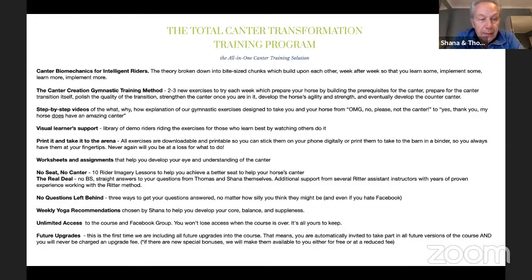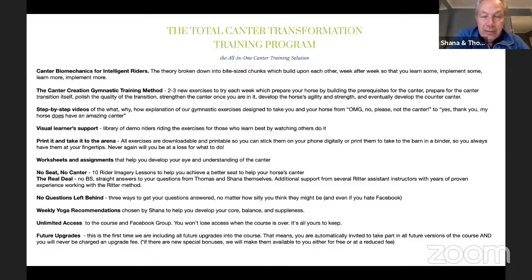Then the visual learner support, the library of demo riders, and of the writing of the exercises for those who learn best by watching others do it. Often it helps to see someone else do it, and maybe that also clarifies where you need to go in the arena, and you can already see what potential sticky spots are in the exercise where horses might have trouble, and so that might help you ride the exercises more effectively.